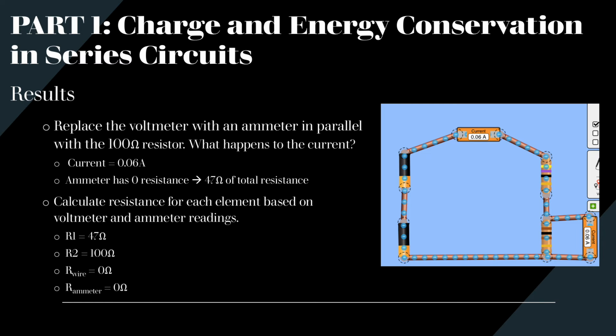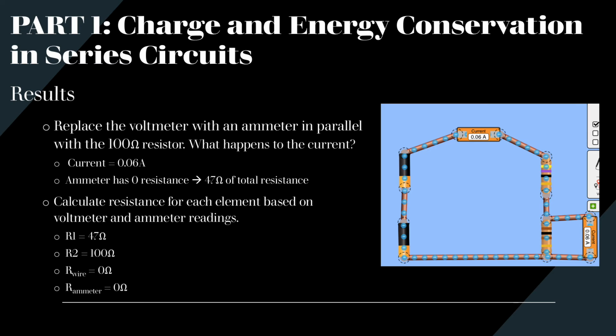Next, I replaced the voltmeter with an ammeter in parallel to the 100 ohm resistor. This increased the current reading to 0.06 amps. This is because the ammeter ideally has zero resistance, so the current travels through that instead of the 100 ohm resistor. This means that the current essentially has 47 ohms of total resistance now.